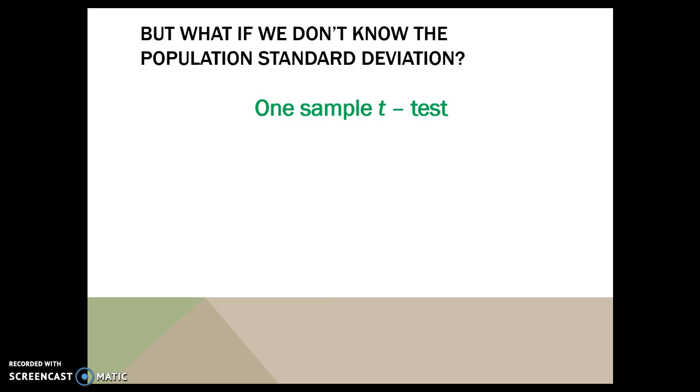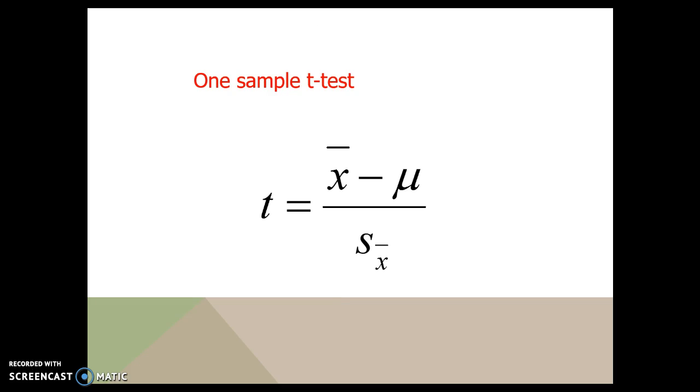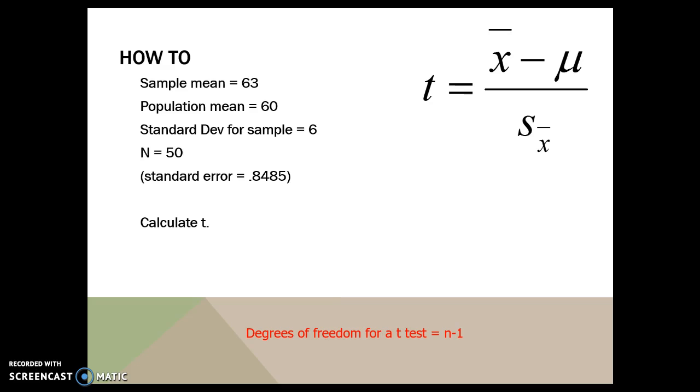If we don't know the population standard deviation, then we are going to use a one sample t-test. And here's what it looks like. Almost the same. So we still have the sample mean, we still have the population mean, but instead of sigma, we are using s. So instead of the population standard deviation, we're going to sub in the sample standard deviation. And we do it the exact same way. So in this case, we have standard deviation divided by the square root of n. That gives us our standard error.